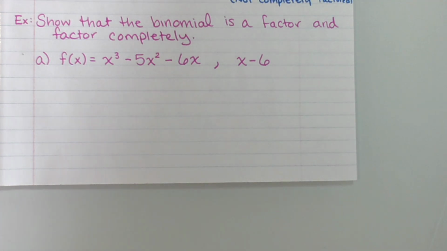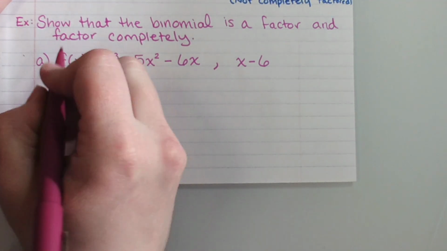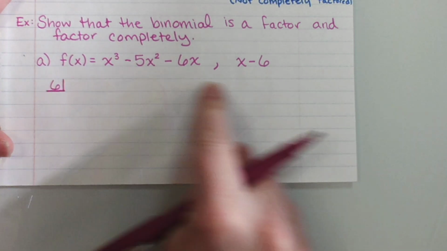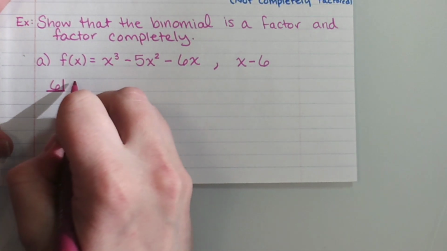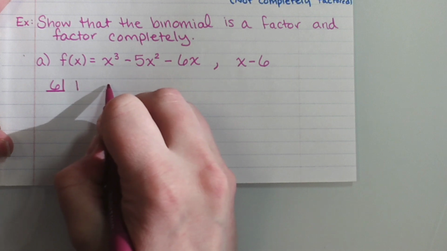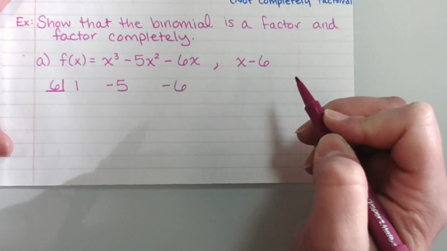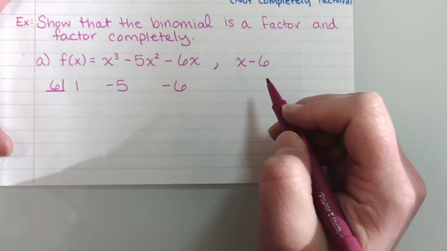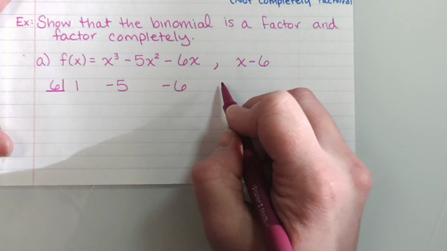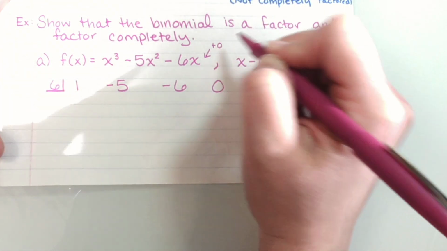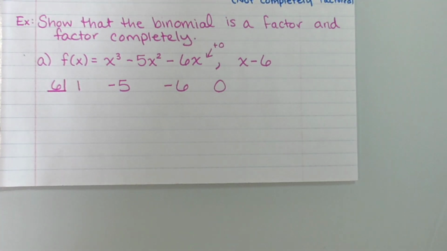Can I do synthetic division? Yes. In the little box is going to go positive 6. Across the top is going to go 1, negative 5, negative 6, 0. It's missing a constant term. So I need to make sure it's on there before I do long division or synthetic division.